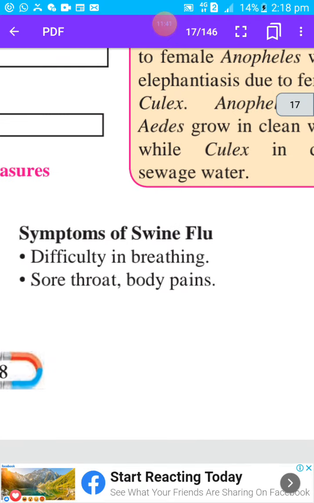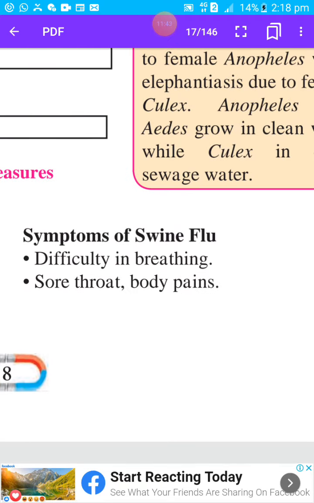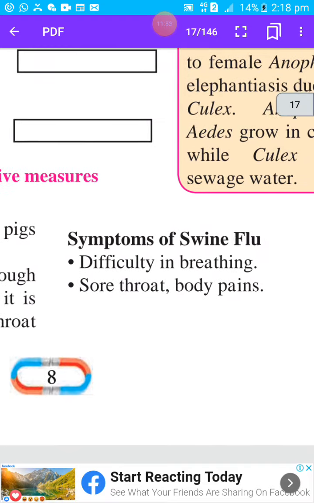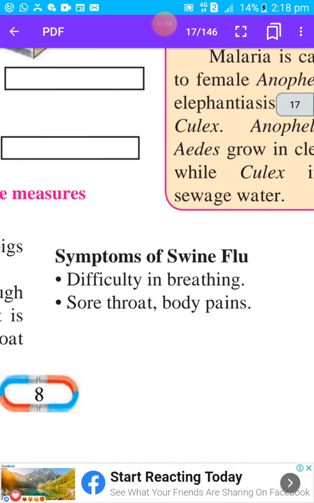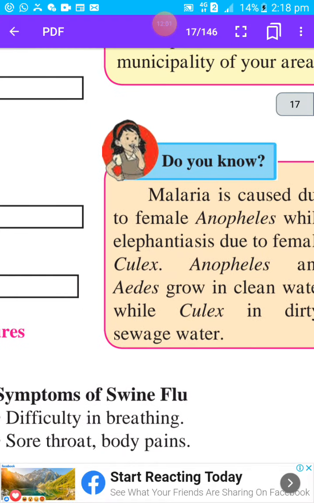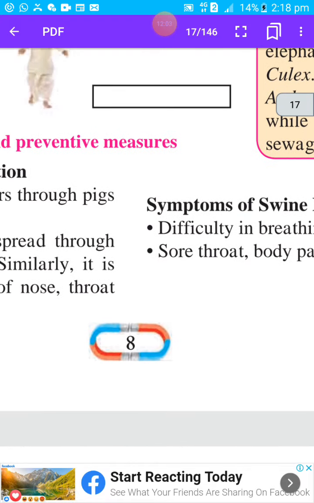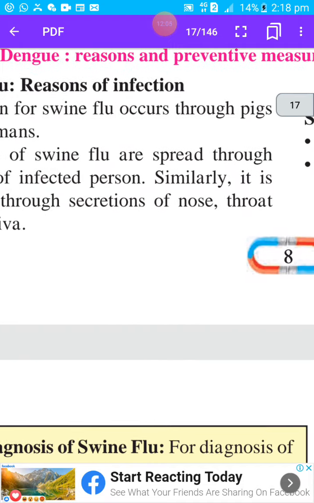So what are the symptoms? Difficulty in breathing. Okay, so as it is a respiratory disease, the virus infects our respiratory system, there is difficulty in breathing. Then there is a sore throat. Okay, the throat becomes sore and there is pain in the throat, and body pains are also there. Okay, so likewise the symptoms are there.